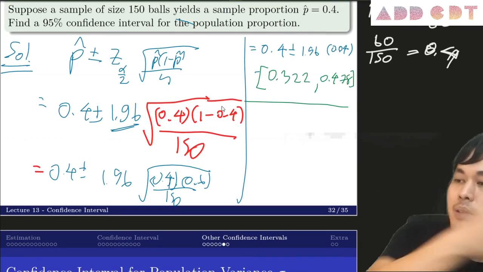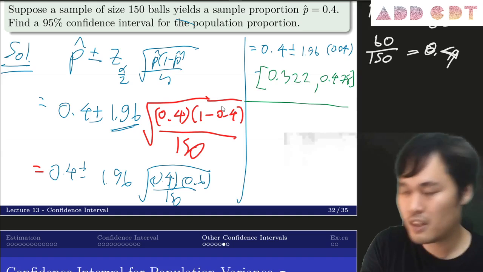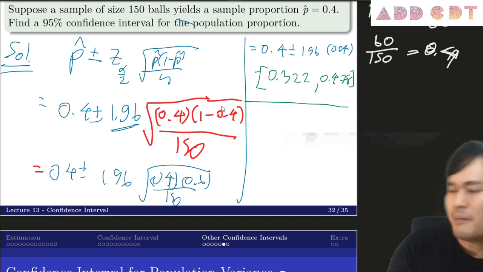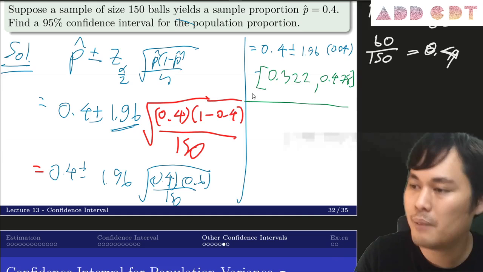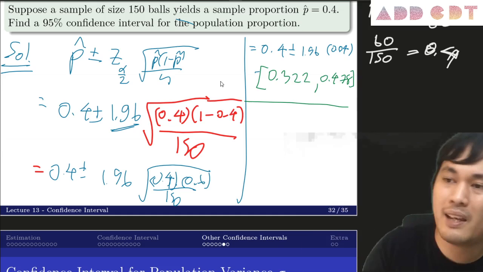Can it be 0.5? Yes. Can it be 0.6? Yeah. Can it be 0.9? Yes. But that is going to have a pretty low chance of at most 5%.